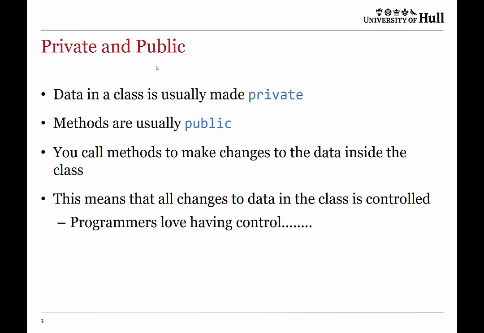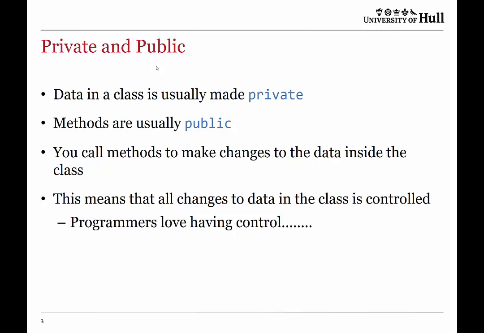And like you said, we make the data private and we make the methods public, and you call the methods to get controlled access to the data inside the class. And this means that anything that happens to the data inside your class is controlled. And yeah, the bottom bullet point's worth bearing in mind because it's very, very true. Programmers love having control. I don't like it if somebody else is messing with my systems. It's not good. So I like it if I get control when they try and change things, and that's how our program tends to be best made to work.